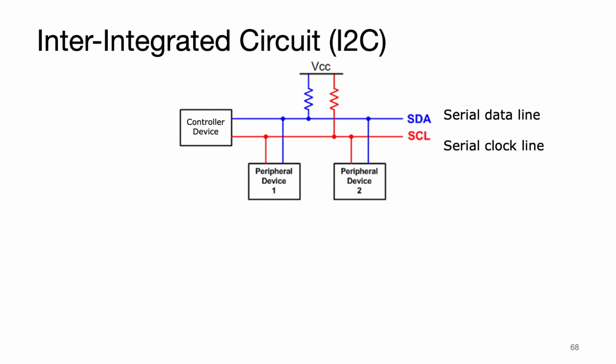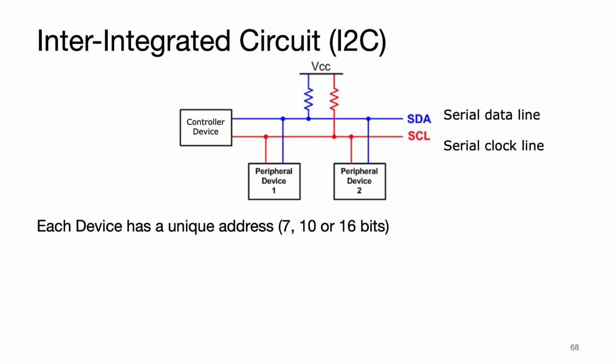Now, you notice there's no chip select. How does the controller tell peripheral 1 to talk versus peripheral 2? In SPI, you would use chip select. And in UART, you just wouldn't do it. It was just too hard. So how do we do it here?